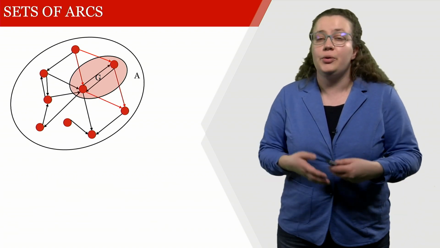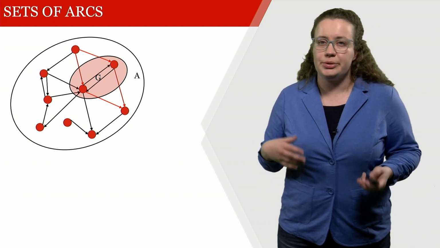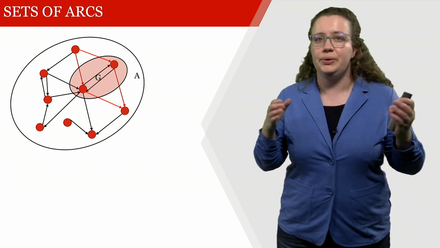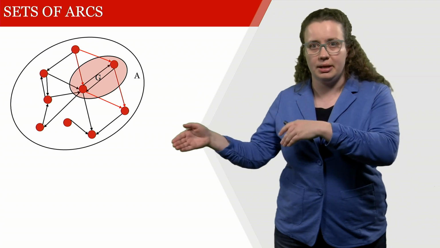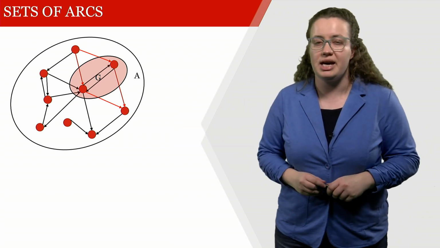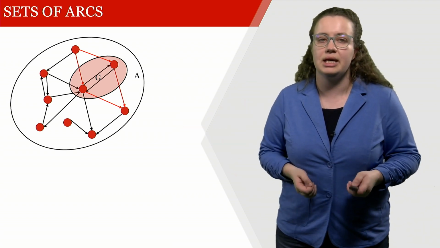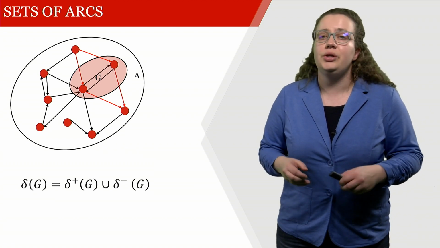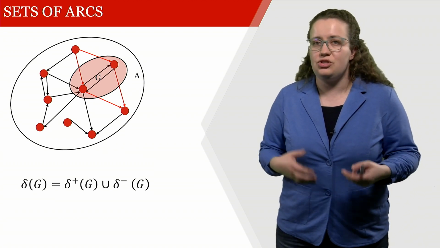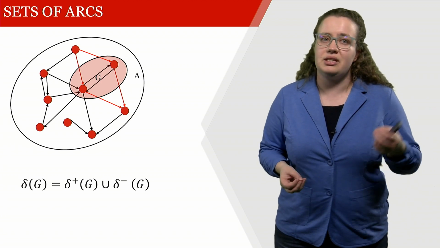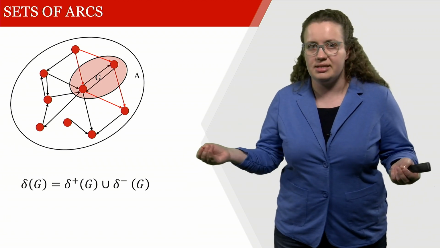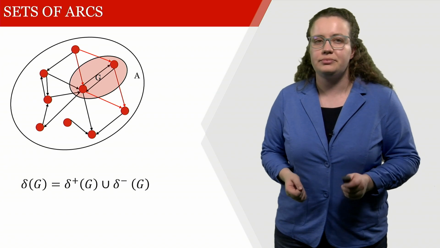Quite logically, quite often we would like to address both. We would like to address both the arcs that come in and the arcs that come out, so all roads that somehow connect Eindhoven to its surroundings. And that is something that we denote just by delta. So all elements that are either in delta plus or in delta minus make up delta.